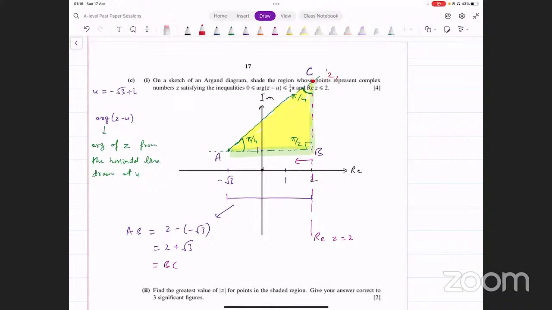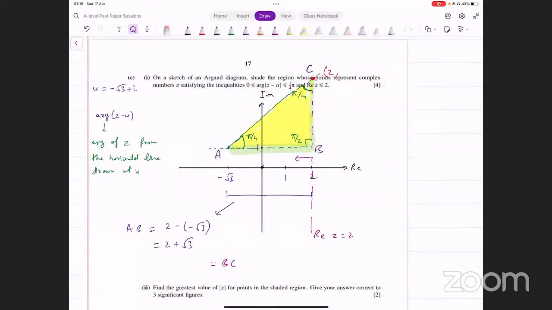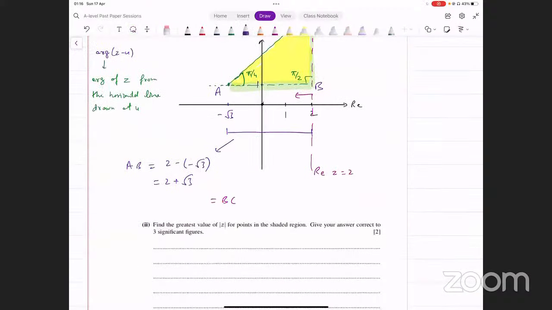अब इसका क्या मतलब हुआ? Let me actually write this in decimals. Decimals में क्या आता है? Let's figure that out. 2 plus square root of 3. उसने exact नहीं मांगा ना, हमसे 3 significant figures में मांगा. इसको decimal में लिख देते हैं. 2 plus square root of 3. What's that? 2 plus square root of 3. That is 3.73. So this is 3.73. ये BC की लेंथ आ गई.